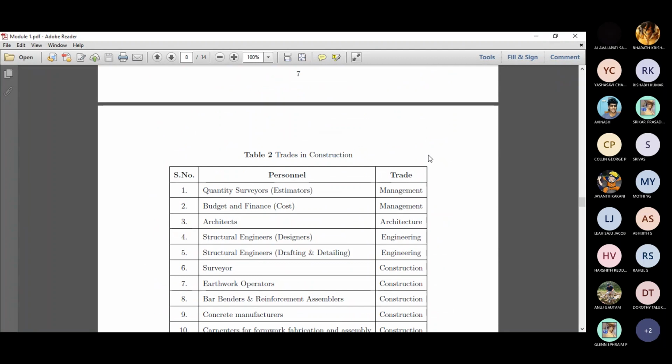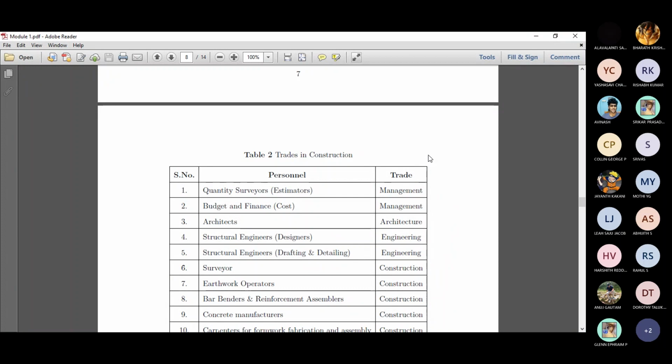Have you heard the term trades in construction? It's a very famous term. Generally, senior-level managers and others refer to this as a trade rather than a unit or some category. Right. We talked about activities, but what are the different people involved in the construction of this particular single-storey building?